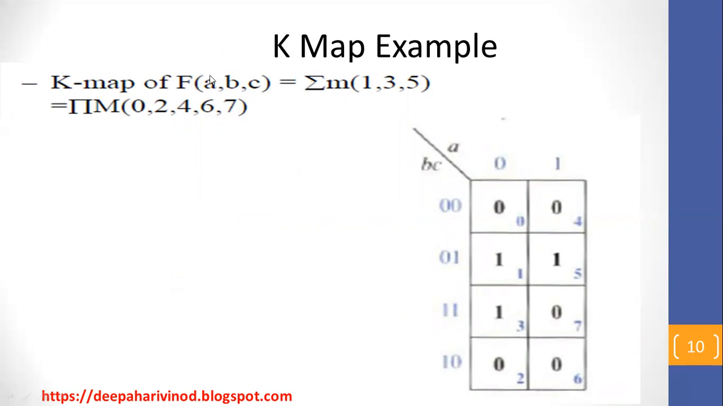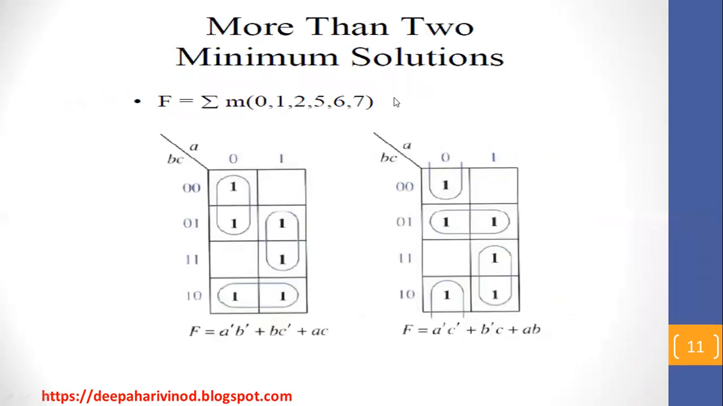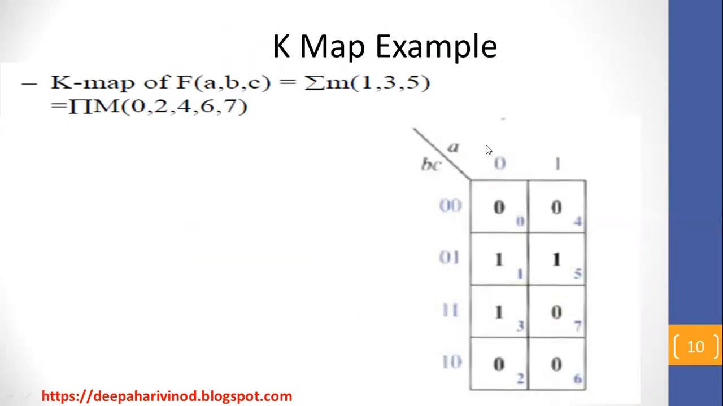One more example in case of three variable K-map. In case of POS, here we have to mark with 0. Sorry, the given equation is given in terms of SOP, and this is SOP and this is POS. So for SOP, I have to mark with 1. See, 1, 3 and 5. So here I have chosen A, B, C this way.